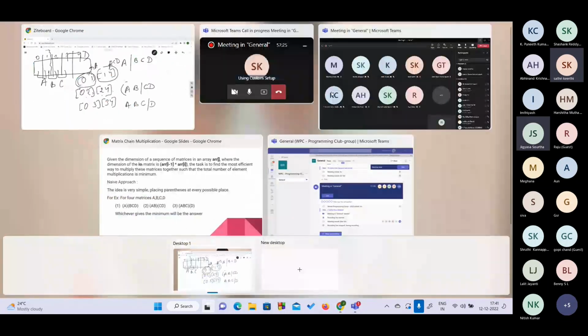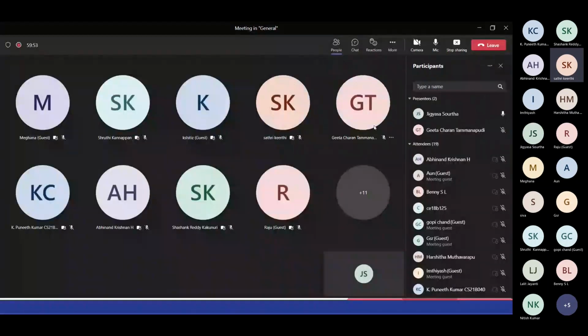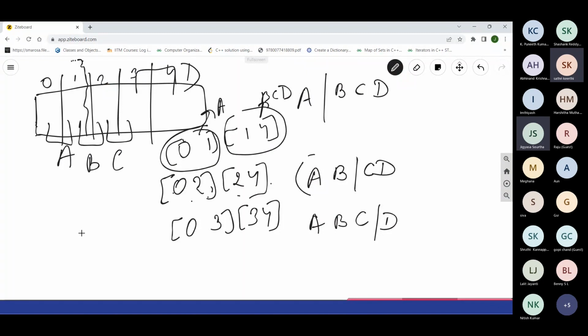Does anyone have any doubt? You can type in the chat. Okay, maybe I guess it's clear.